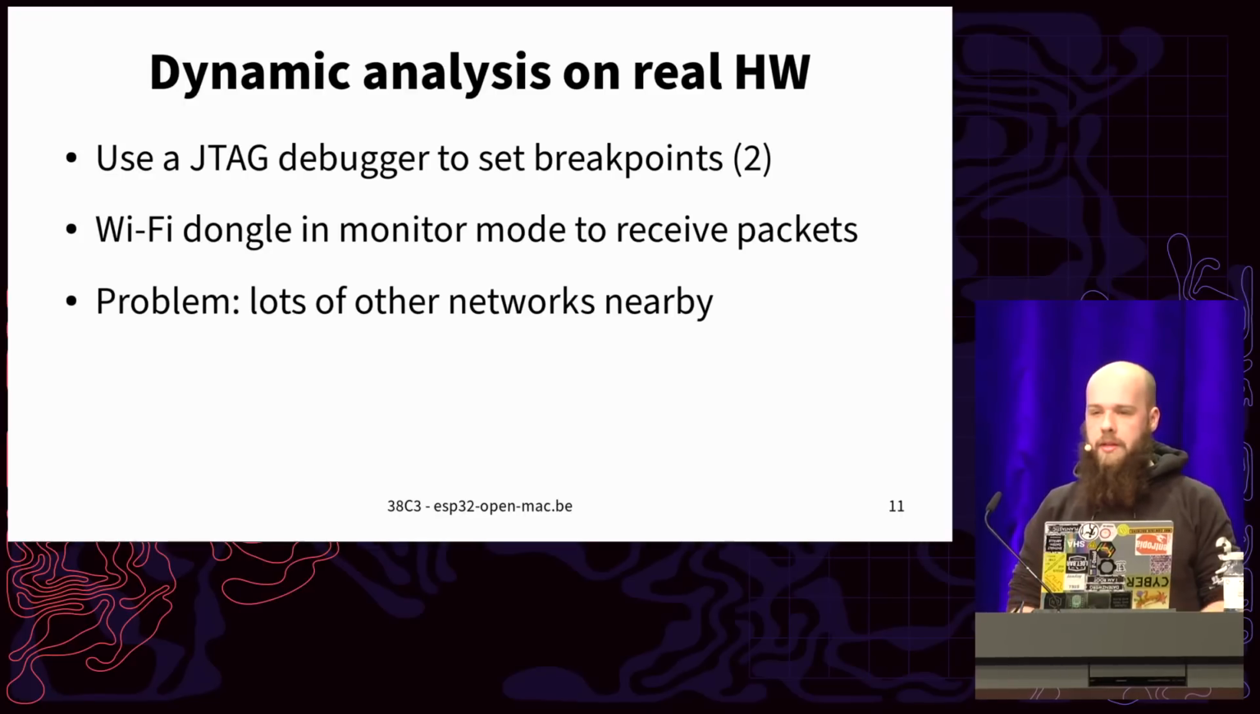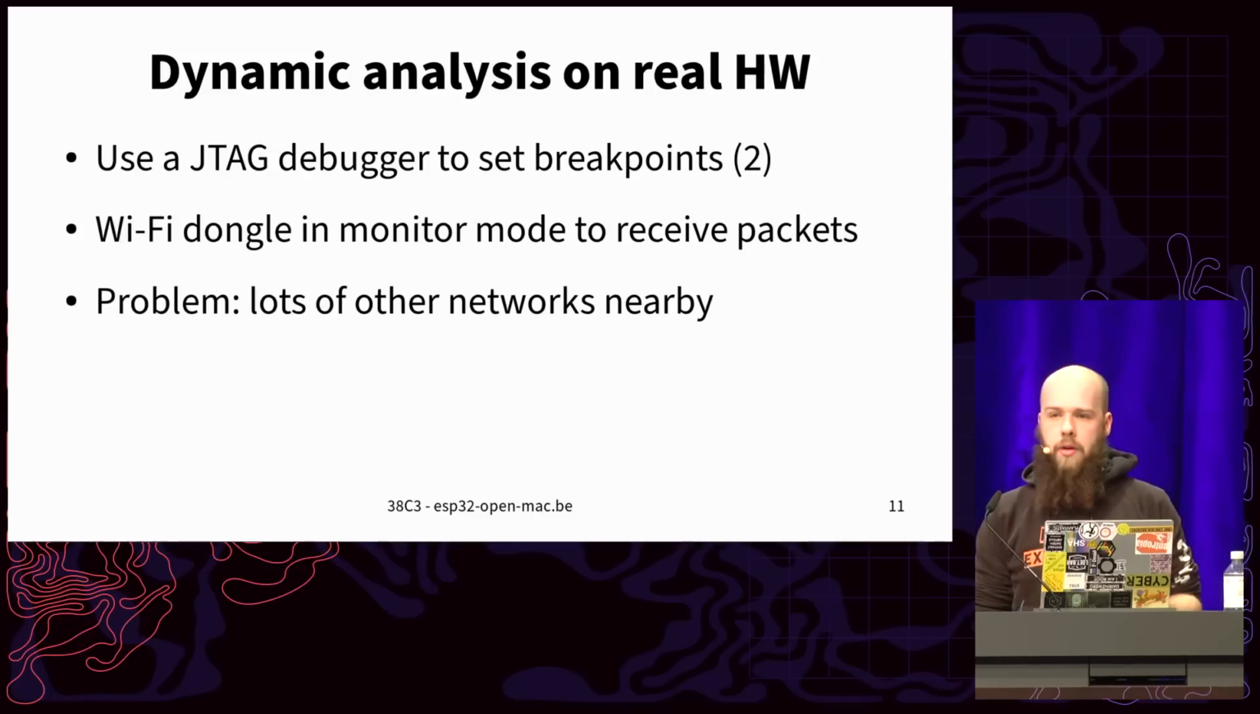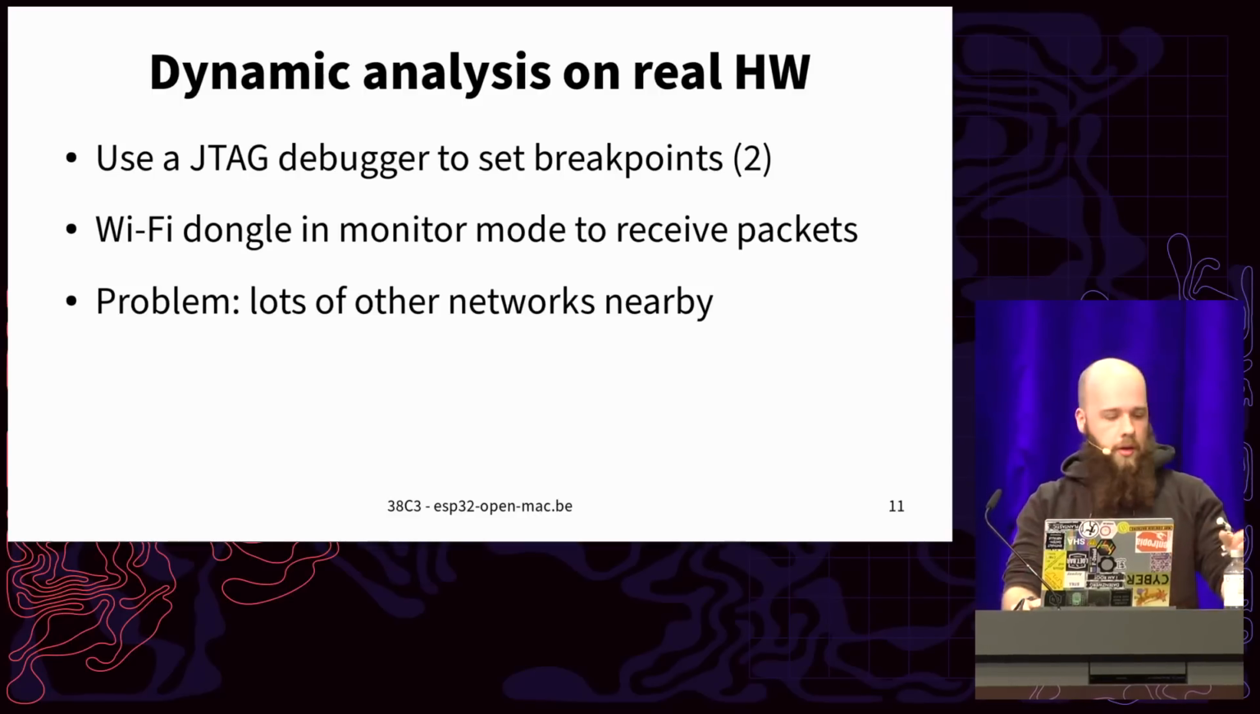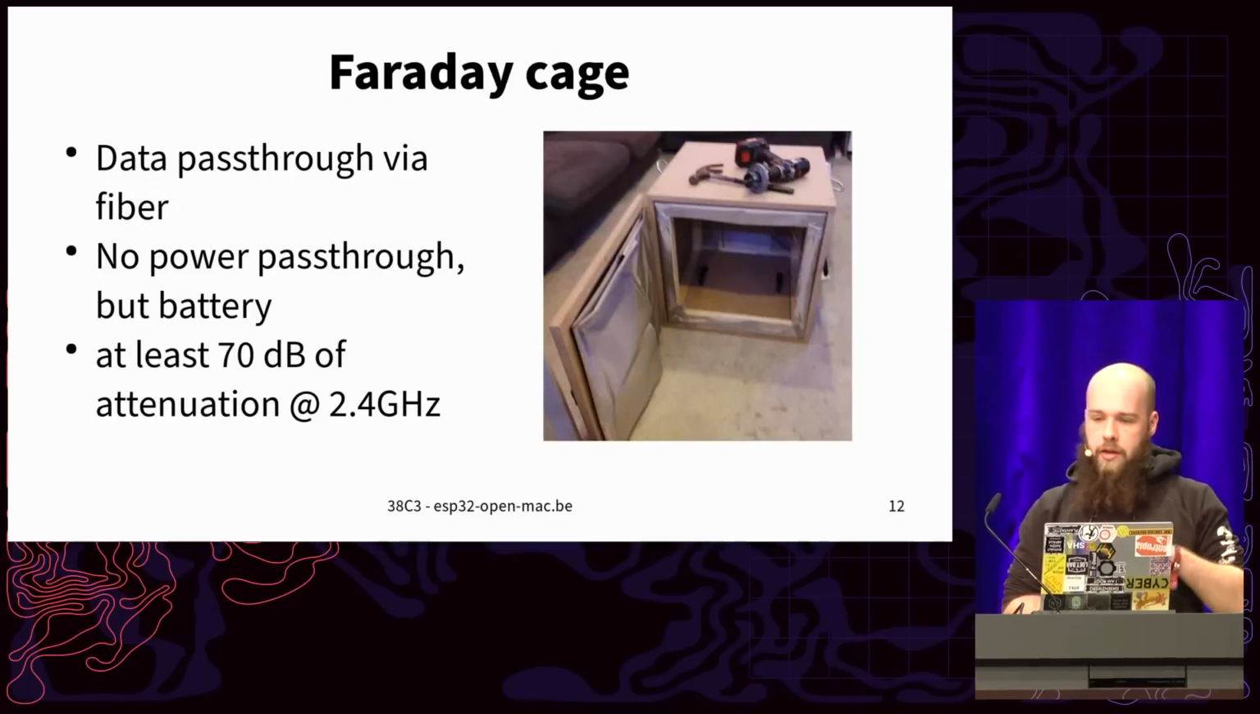The problem with that, in a big city, is there are a lot of other Wi-Fi devices nearby, so you receive all of those packets as well. And that's really annoying because then you don't know if you maybe sent one packet on the ESP32, but there are tens of thousands of other packets. You don't know if your ESP32 sent something or not. And for this, I built a Faraday cage.